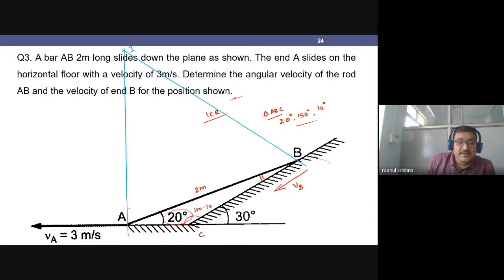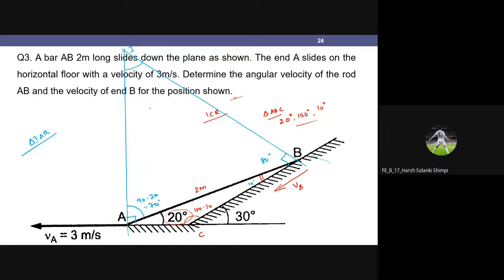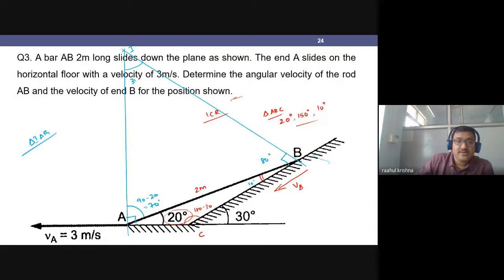Now I have my triangle IAB. In triangle IAB, what are my angles here? The first angle will be 90 minus 20, so this angle will be 70 degrees. My second angle here is 80 degrees. So what is the remaining angle going to be? This angle will be 30 degrees.